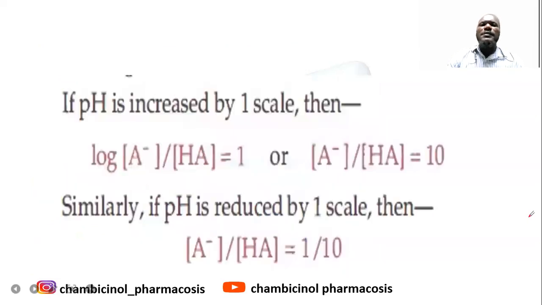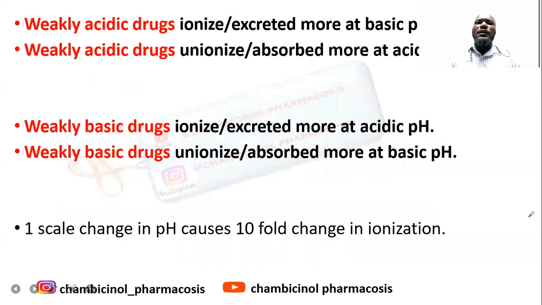So for this case, if the pH is increased by a factor of 1, you can increase the pH by a factor of 1 if the concentration of ionized drug will be higher than the concentration of unionized drug, or decrease it if the concentration of ionized drug will be less than the concentration of unionized drug. So for this fact, as we have said, most of the weak electrolyte will be excreted if it is in the form of the basic medium.